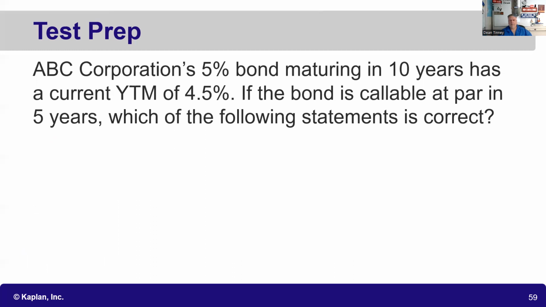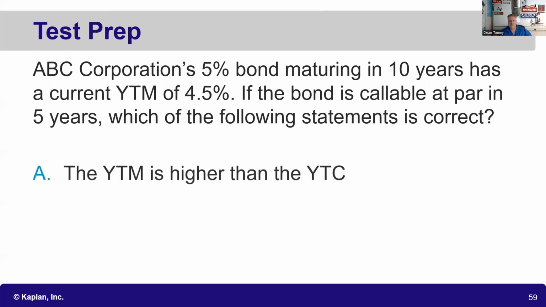A corporation has a 5% bond maturing in 10 years that has a current yield to maturity of 4.5. As a test taker, you should know that that's a bond trading at a premium. The bond is callable at par in 5 years. Which of the following statements is correct? The yield to maturity is higher than the yield to call. You should definitely know that for a bond at a premium, the yield to call is going to be the lowest yield.